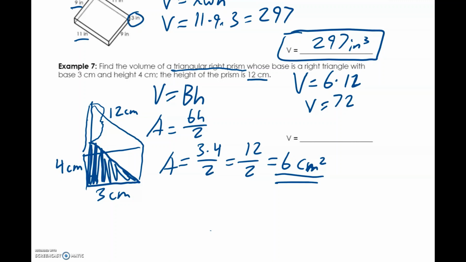So we have our number here, so we're going to write this in, 72. Same thing as before, I want to make sure I have the correct unit and make sure I have the correct label at the very end. So we know we're dealing with centimeters here. With all of our problems with area, it's going to be squared, and then with all of our problems with volume, it's going to be cubed. So final volume here would be 72 centimeters cubed.